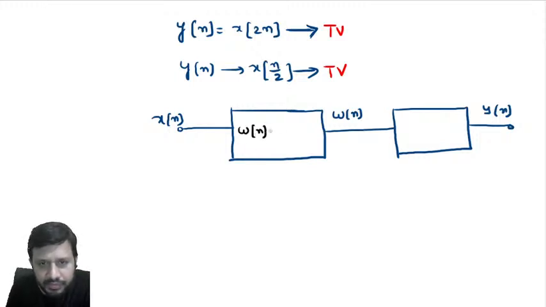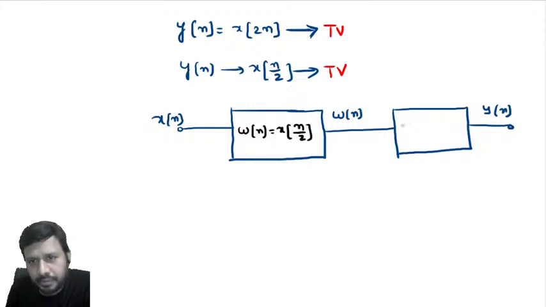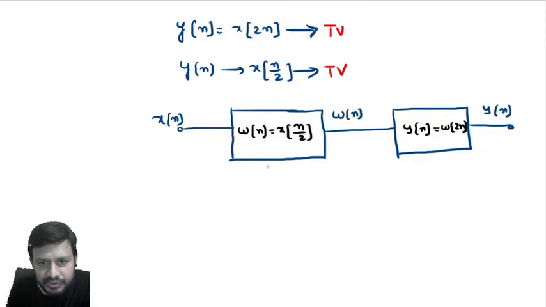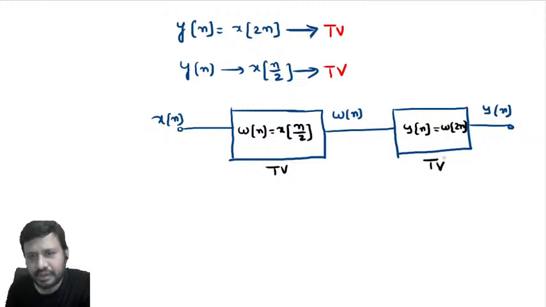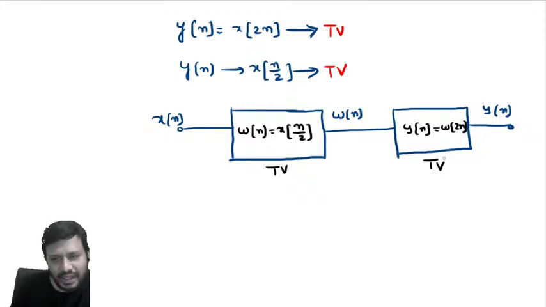W of n is x of n by 2. Y of n is, listen carefully, w of 2n. This is time varying or shift varying. In the problem he said shift varying. Time varying or shift varying are the same. Time variant, time variant. Now he's asking whether the overall system is time varying or time invariant.